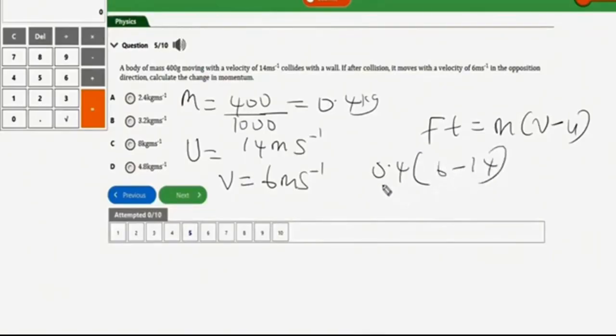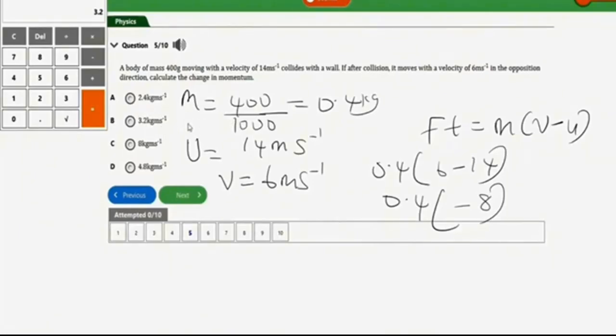Okay, so let's simplify this. This is something like 0.4 times minus 8. Let's punch this on the calculator and see what it's going to give us. So we have 0.4 times 8, which is 3.2. So the correct option in this question is 3.2 kilogram meter per second.